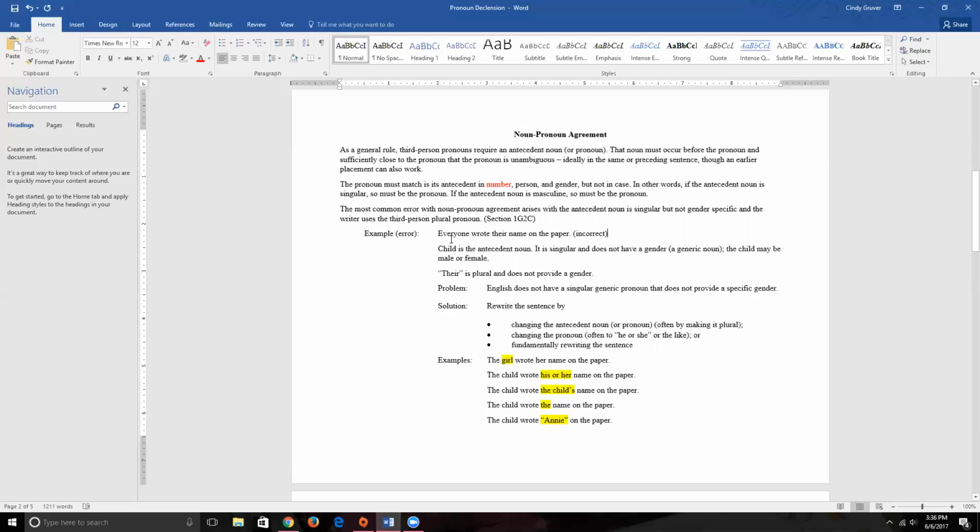So let's say that in this universe, when we were saying everyone, we were talking about an all-girls school. So when we said everyone, we really were meaning all the girls, because there's only girls in this universe. So we could change it to the girl wrote her name on the paper. Okay, so we've changed everyone to girl and we changed their to her.